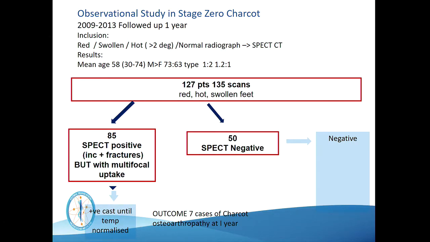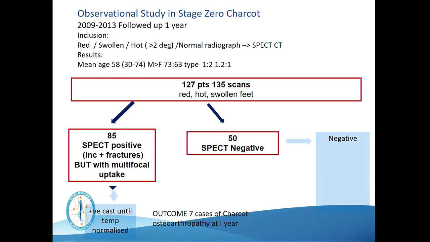And those patients were treated as a Charcot foot, and they were casted until the temperature normalised, which can be around 6 months. That's a long time to spend in a cast. And of those, we managed to avoid complications of Charcot osteoarthropathy in terms of going on to have more progressive changes. In nearly all the patients, 7 patients did have osteoarthropathy at the end of the time, but the other patients we had avoided, so that was a good result.